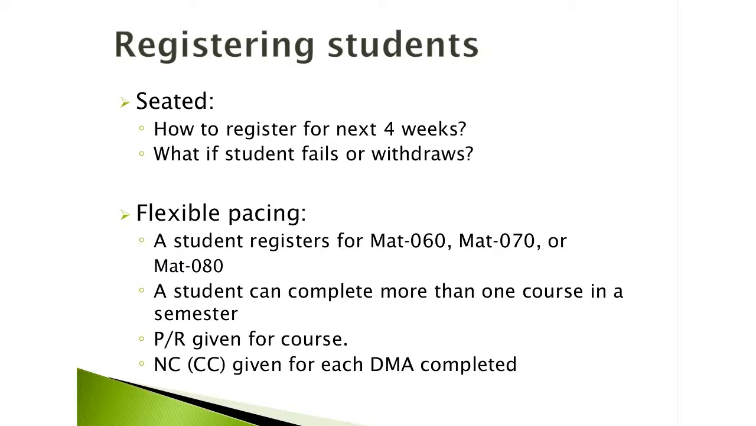And this last bullet that you see, the status of NC or CC, this is, again, a proposal that's under discussion, but it talks about each of the individual DMAs getting credit as well as the 60, 70, or 80 course. And this may or may not be the way that that final statement plays out. It may just be a grade for Math 60, 70, or 80. That's still being discussed.